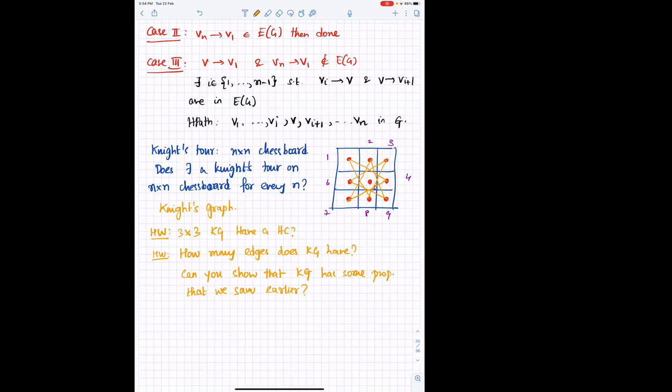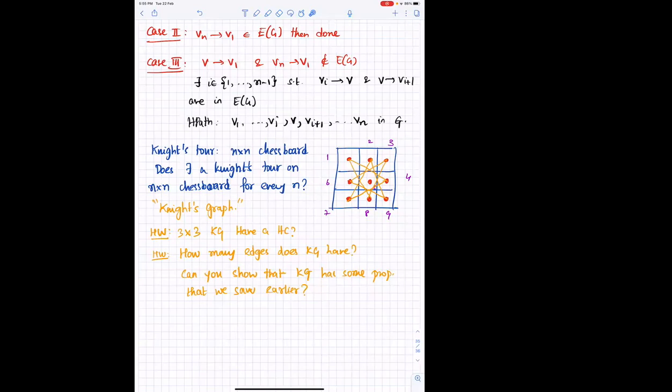What properties did we see earlier that the knight's graph satisfies? Ma'am, in this knight graph, are you considering the center vertex in the 3x3? Yes, you have to visit, right? You are supposed to visit the center vertex, but can you always visit? No. So a 3 cross 3 chessboard does not have a knight's tour, right? Just because of the fact that this vertex has degree 0.